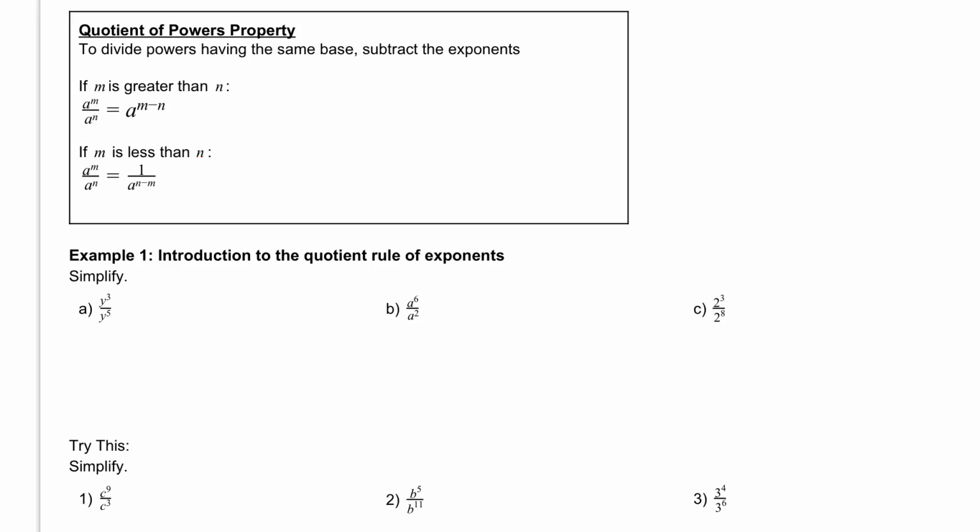If m is less than n, so now we have the smaller exponent on the top and the bigger one on the bottom, we're always going to take the bigger exponent and subtract the smaller one, and it's going to end up in the spot where the bigger exponent was to begin with. So let's take a look at example 1.